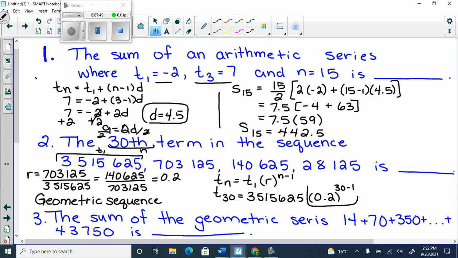This needs to be done first. It's an exponent. So you need to go 0.2 to the power of 29 times 3,515,625. Wow, that's a large decimal. Something is wrong with my calculator. There we go. 0.2 to the 29 times. It gets really little, doesn't it? So I'm going to let you in on a little secret. This question, it's 1.89 times 10 to the negative 14.